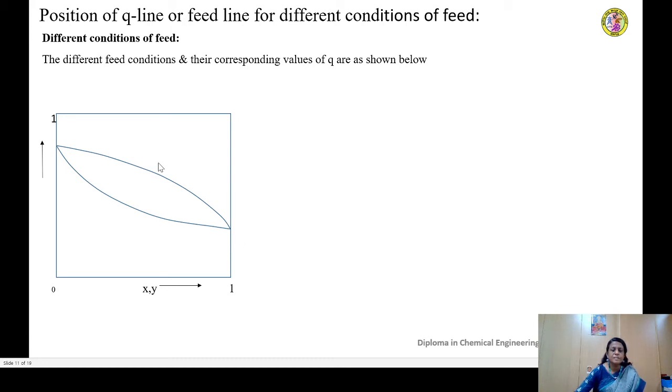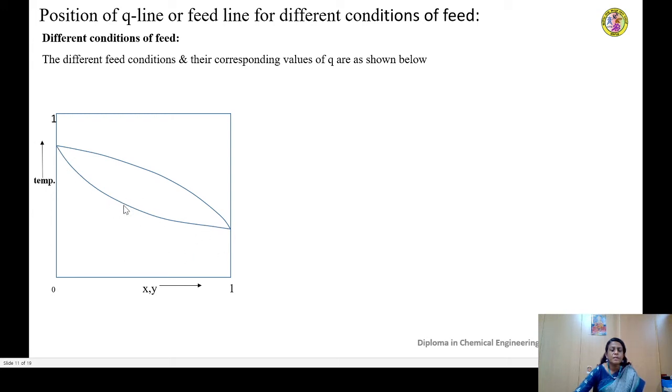Okay, so first let us understand again the different conditions of feed by showing the position of the feed on a vapor liquid equilibrium diagram. It is a constant temperature, constant pressure vapor liquid equilibrium diagram. So this is a plot of temperature versus x, y. The upper curve, you know, is the bubble point curve. The lower curve is the dew point curve.